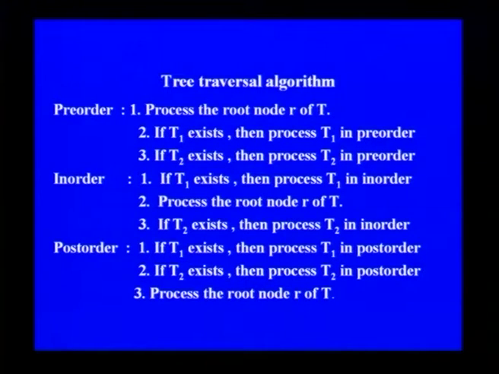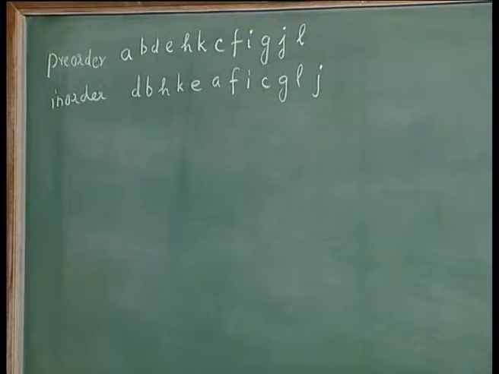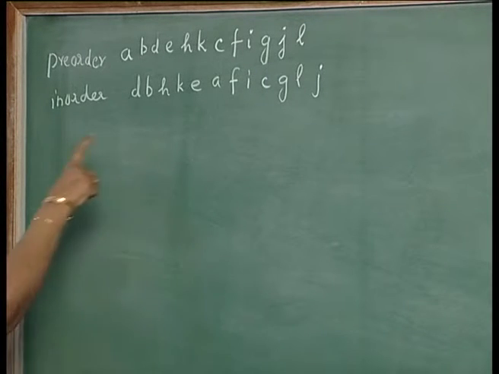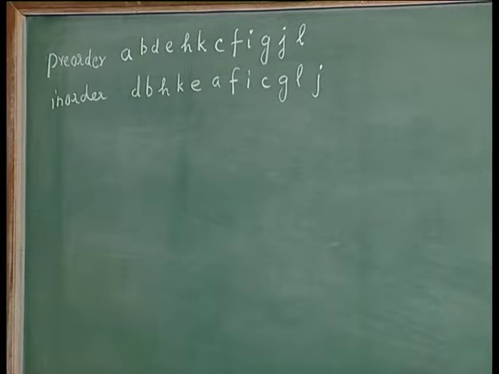Let us take this example. You have vertices A, B, C, D, E, F, G, H, I, J, K, L. So, let us see how to construct the tree from this pre-order and in-order sequences. The pre-order sequence is given like that, the in-order sequence is given like that. Now, what do you understand by this?